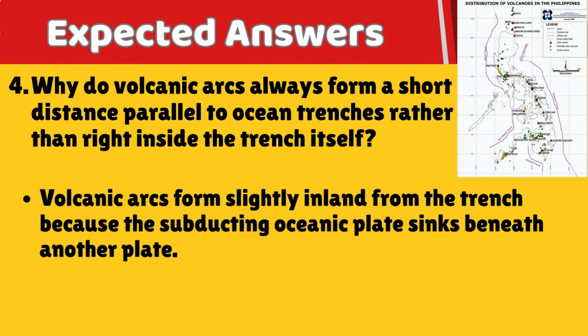Number 4, why do volcanic arcs always form a short distance parallel to ocean trenches rather than right inside the trench itself? Volcanic arcs form slightly inland from the trench because the subducting oceanic plate sinks beneath another plate.